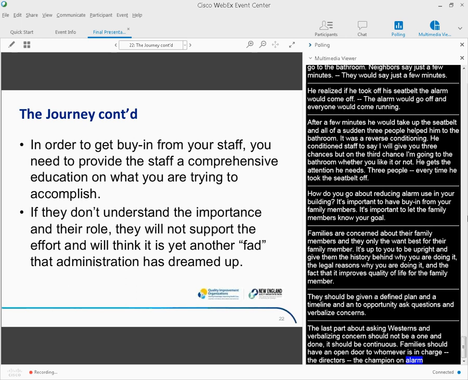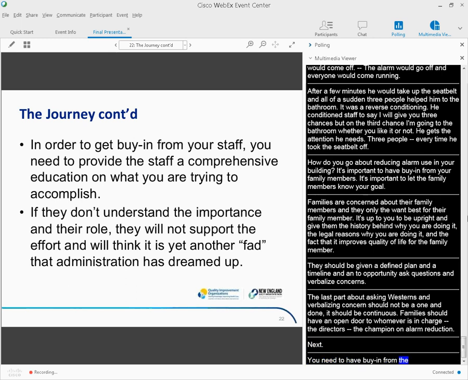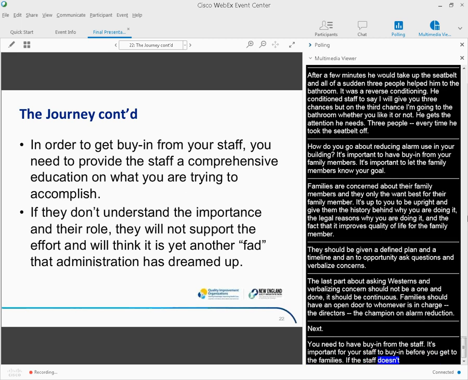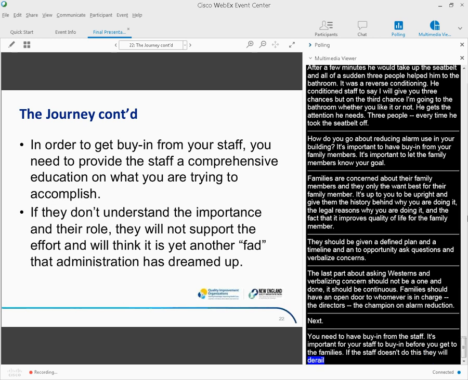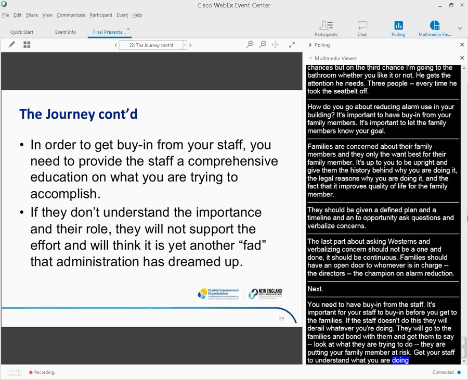You also need to have buy-in from your staff. As a matter of fact, it's more important that your staff buy in before you get to your families. Because if your frontline staff do not buy in, they will derail whatever you're trying to do. They will go to families, especially the ones who are against being alarm-free, and they will bond with them and say, oh no, look at what they're trying to do here, they're putting your family at risk. So if you can get your staff to understand what you're doing and get buy-in, that's about 50% of your struggle right there.